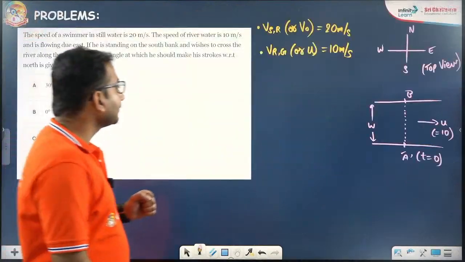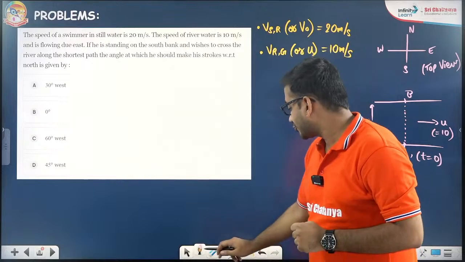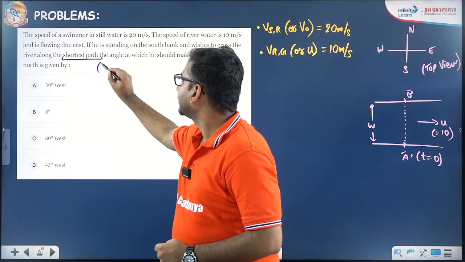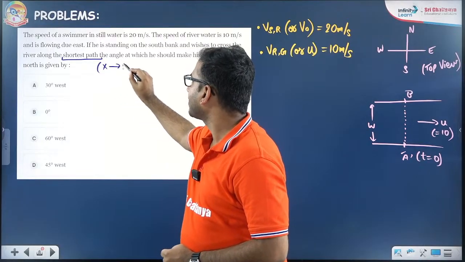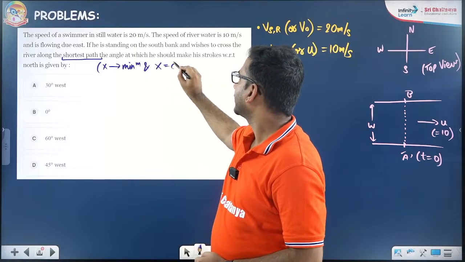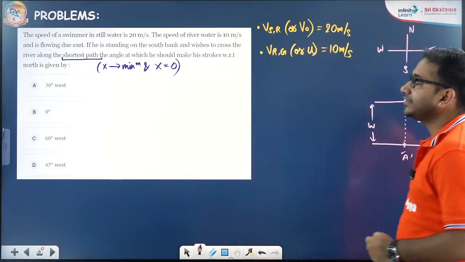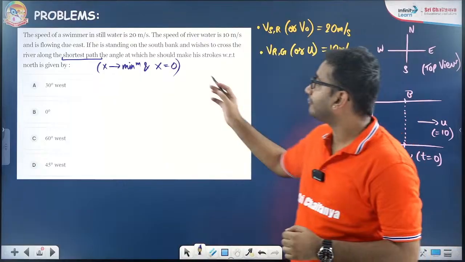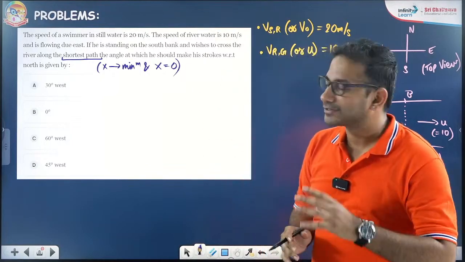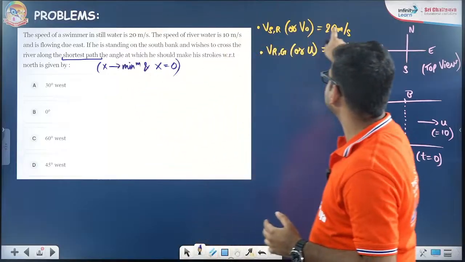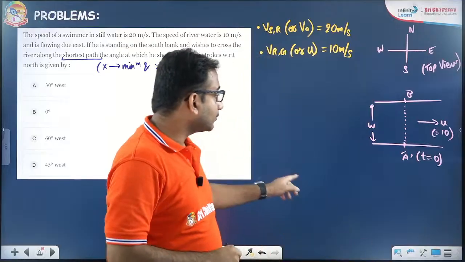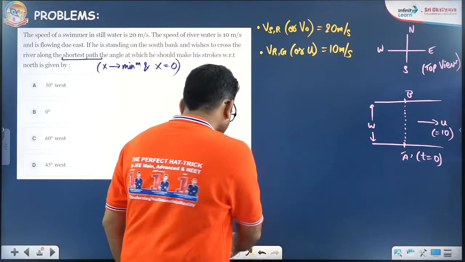Coming back again, they want you to have the shortest path. Drift is minimum and drift is 0. In which direction should he make the strokes? So the question again: the speed of the swimmer is given to you, the speed of the river water is given to you. The swimmer at t equals 0 is standing on the south bank over here.